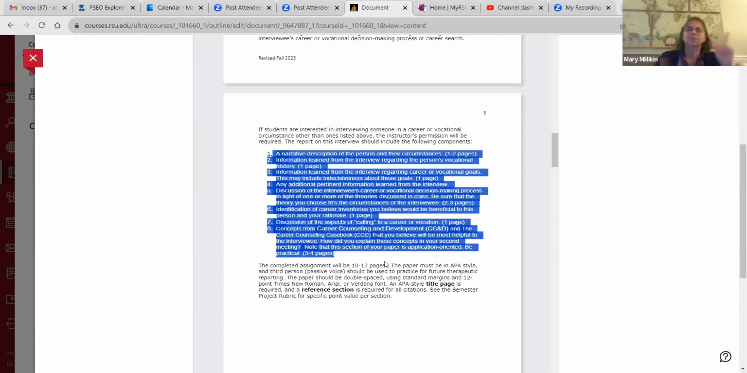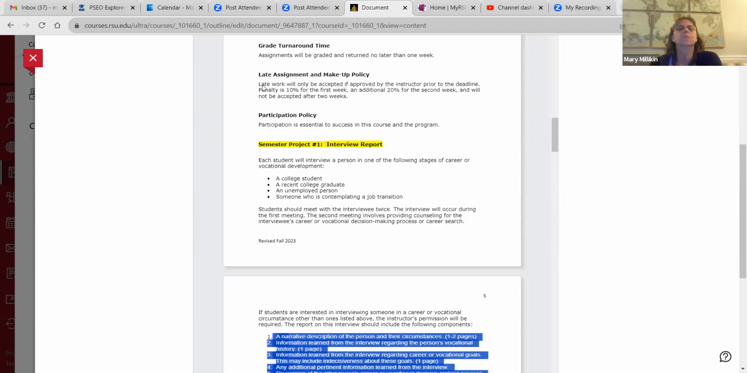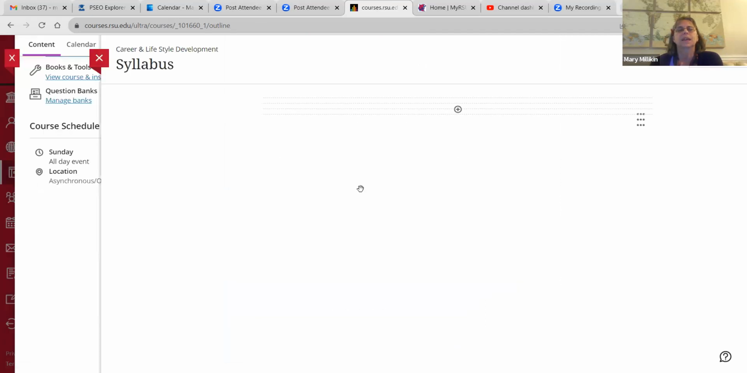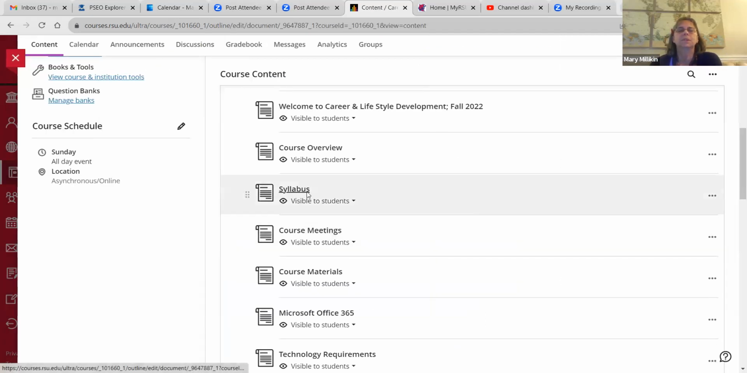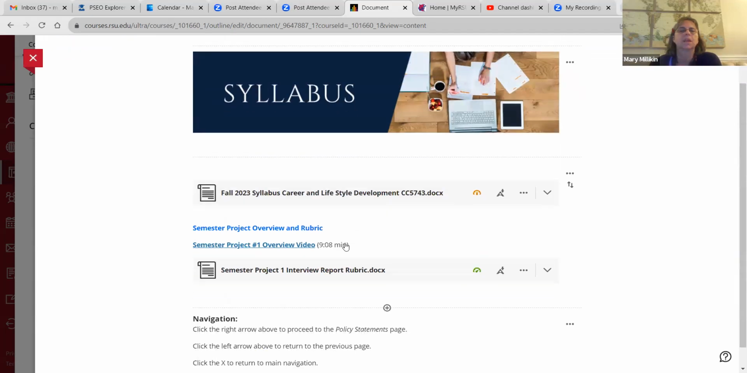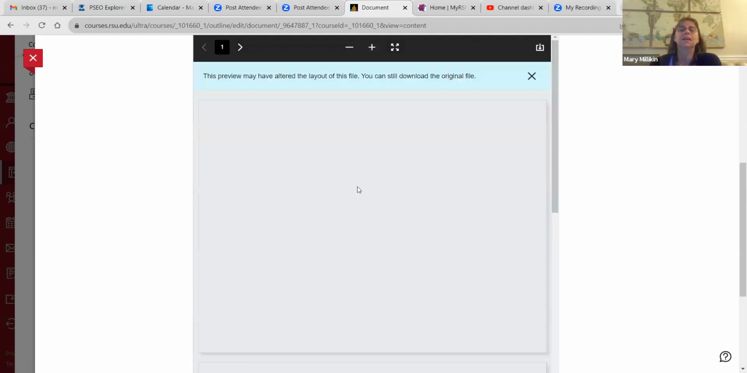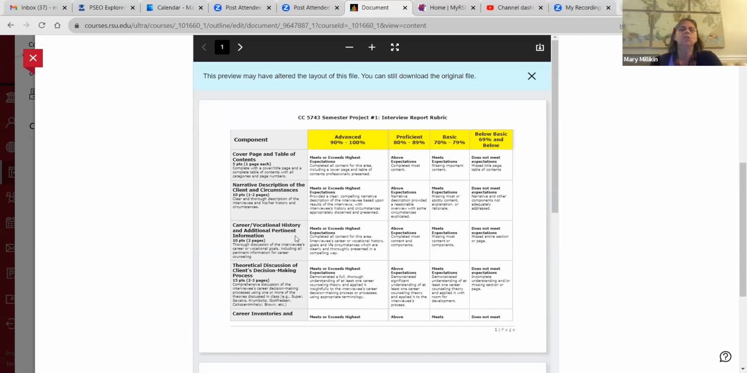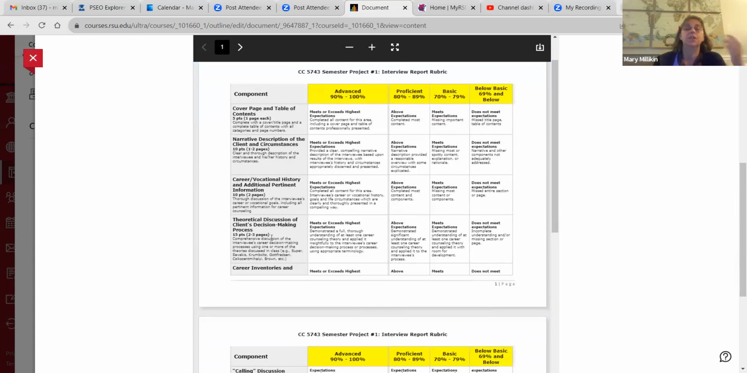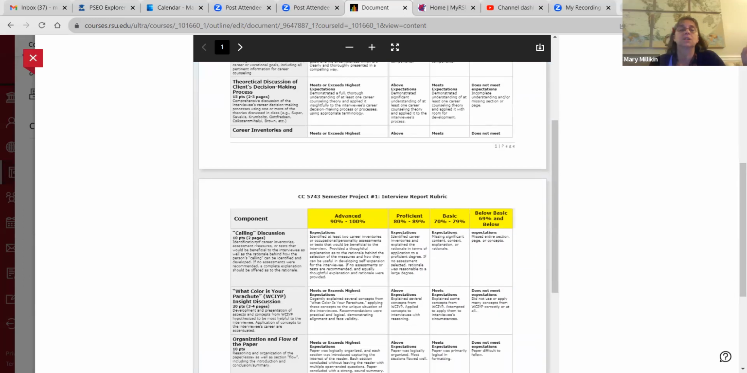So there's also a rubric I want to show you. When we go back to the syllabus, here you see this semester project interview report rubric. We click on that, you can download it, but you can also see here are all the components that go into that. There are 8 components plus a cover page and aspects of the paper. A cover page, narrative description, history and additional information, theoretical discussion, and so forth.